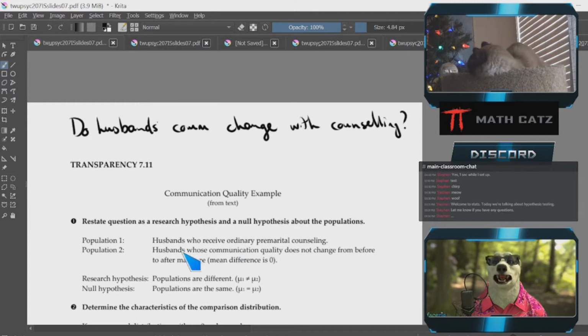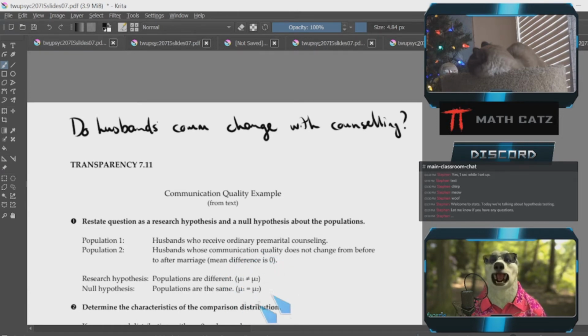So we are looking at a baseline of husbands whose communication quality does not change from before or after marriage, and then those that get counseling to see if that does have an impact, a significant impact. Does it change? We don't know if it's better or worse, but we're investigating a change.